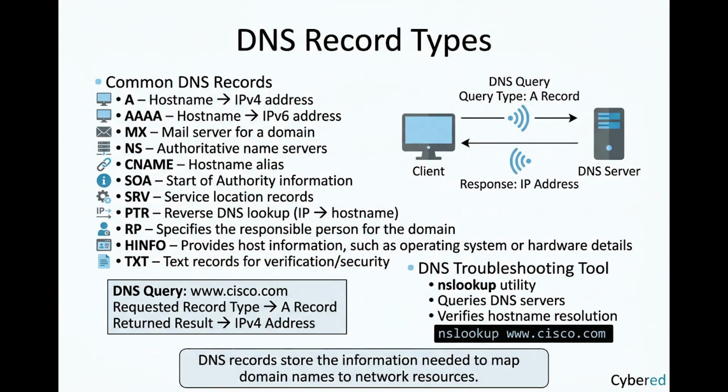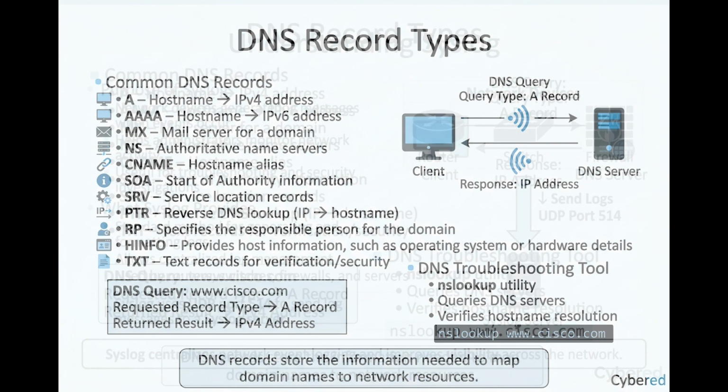For example, when a computer needs to determine the IPv4 address of www.cisco.com, it sends a DNS query requesting the A record from a DNS server. To troubleshoot DNS issues on a client device, administrators often use the nslookup utility, which is available on both Windows and Linux systems. This tool allows users to query DNS servers and verify that domain names resolve to the correct IP addresses.